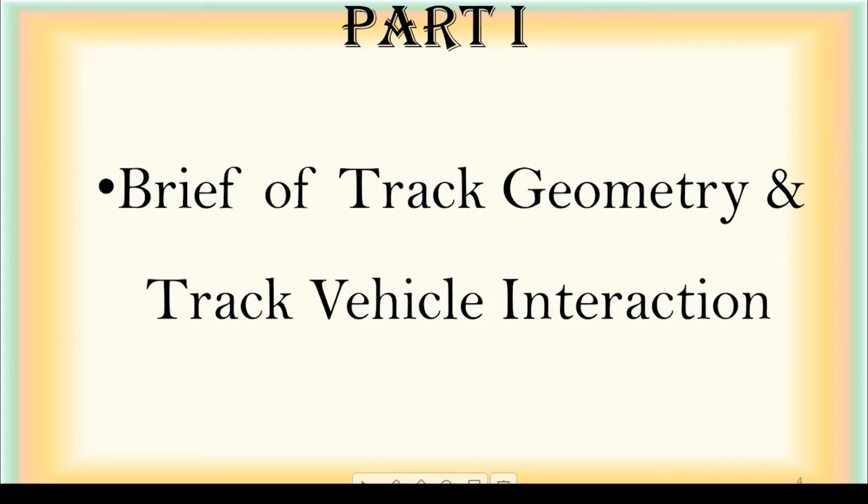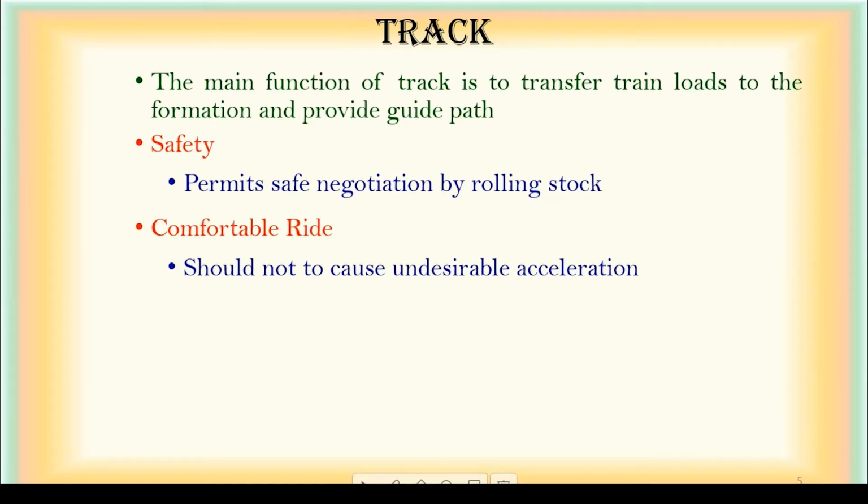So first of all, let's see a brief of track geometry and track vehicle interaction, how track defects are going to affect our vehicle movement, and what are the salient features of track geometry which we need to maintain. If we don't maintain, what is going to happen? As we can appreciate, the main function of our railway track is to transfer the loads coming from the moving trains or rolling stocks to the formation, and also provide guidance to the movement of the vehicle, whether it has to go on a curved alignment, whether it has to go in line number 1, line number 2, line number 3. These things are guided by track only.